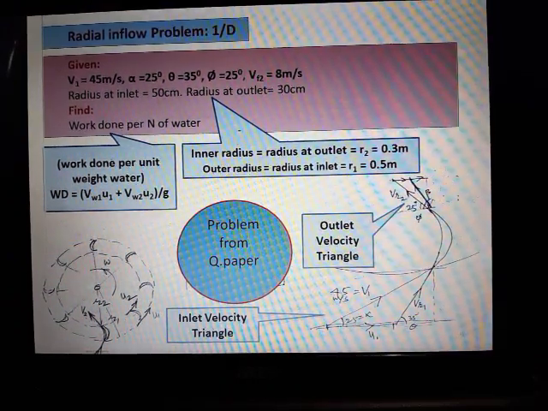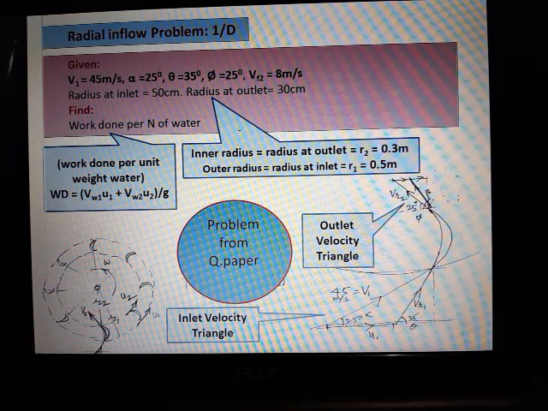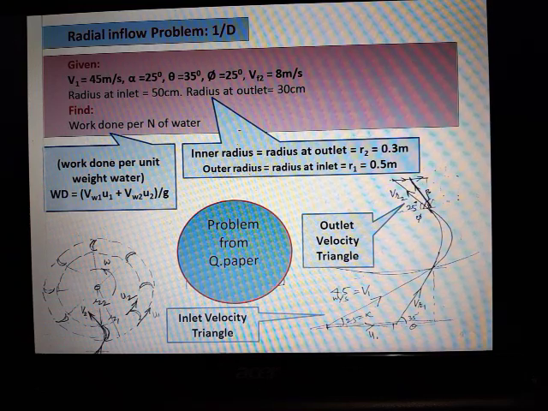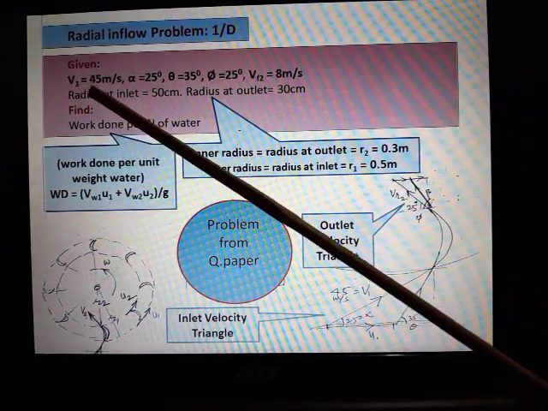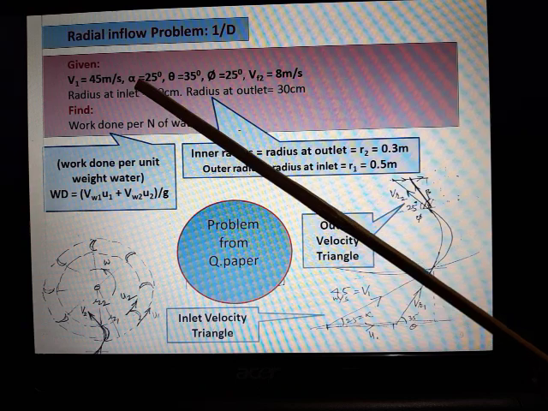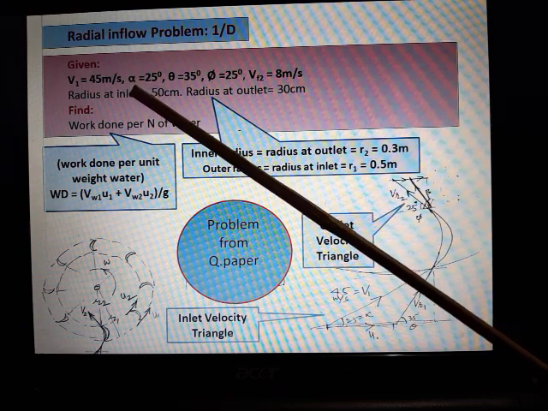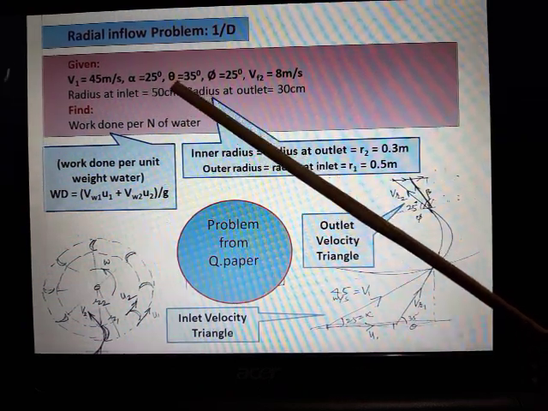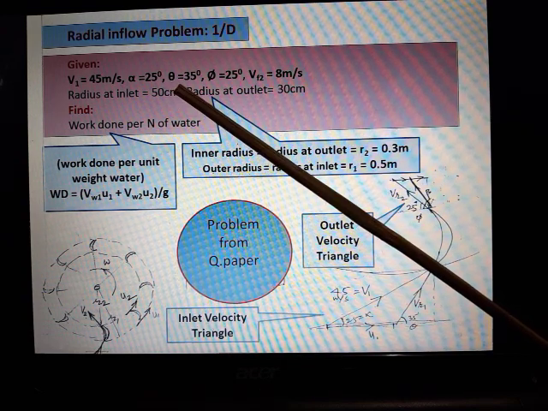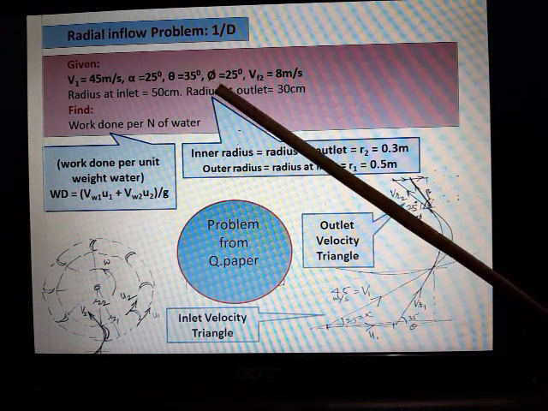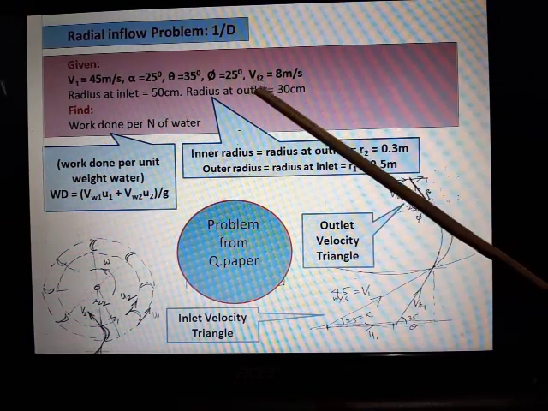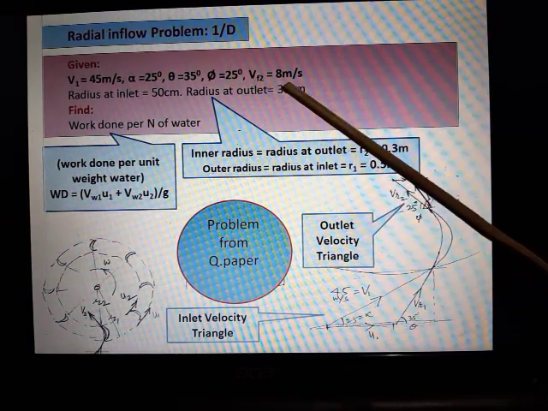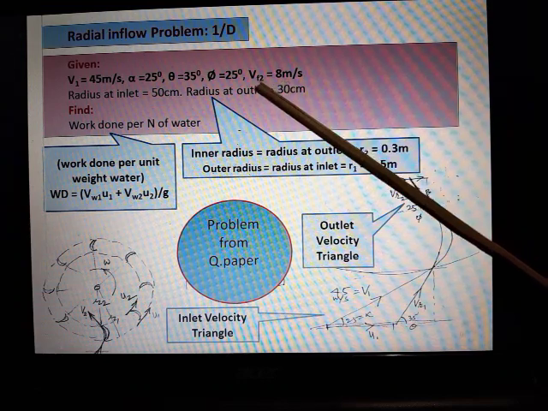So this is the problem of radial inflow. The data given in this is inlet velocity is 45 meter per second, angle of jet at inlet alpha 25, angle of vane at inlet 35, angle of vane at outlet 25, and it is mentioned that velocity of flow at outlet is 8. Velocity of flow at outlet.